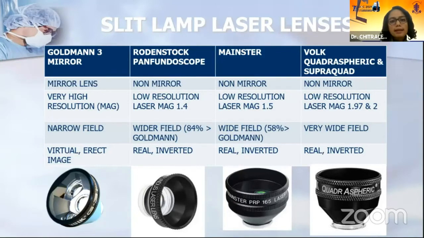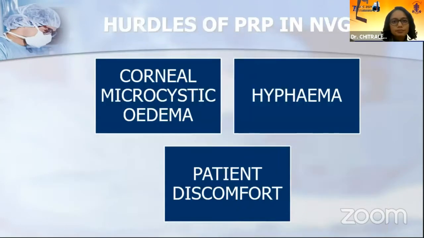The laser spot magnification on the pan fundoscope lens is 1.4 times, in the Mainster lens it is 1.5 times, and in the Boke quadrospheric and superquad lenses, it is 1.97 and 2 times respectively. Hence, the Goldmann mirror gives a narrower field while the others give a much wider field. The most important point to be kept in mind is that the image formed by the Goldmann mirror is a virtual and erect image, while with the other lenses it is real and inverted. And that is very crucial while doing the laser PRP.